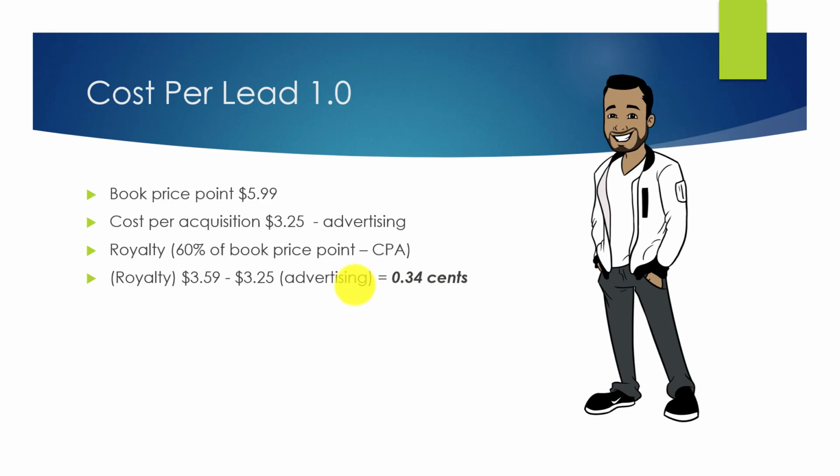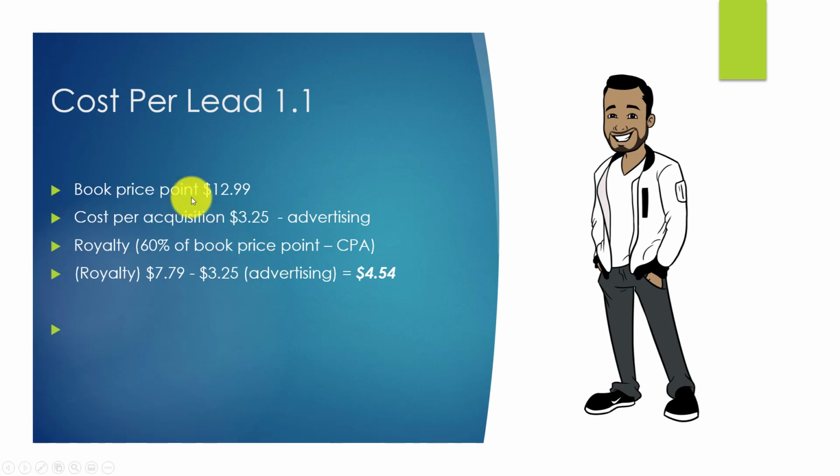Now, let's say we take the same book price and we change it to $12.99 and keep the cost per acquisition the same. So $12.99 is the book price. The cost of acquisition is the same. 60% of $12.99 is $7.79. So that's the royalty you're getting, subtracted by the advertising cost. You're left with $4.54. Not enough to make you a millionaire, but much better than your previous price point.